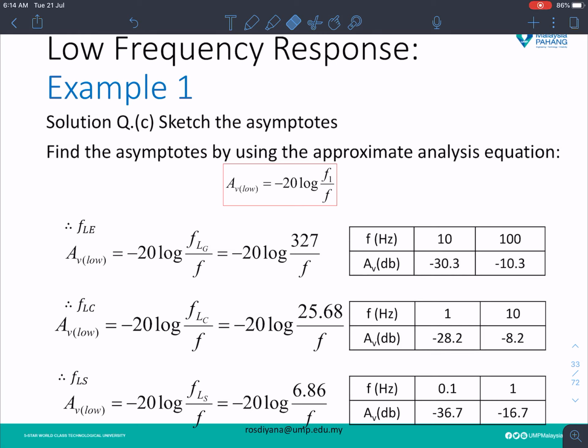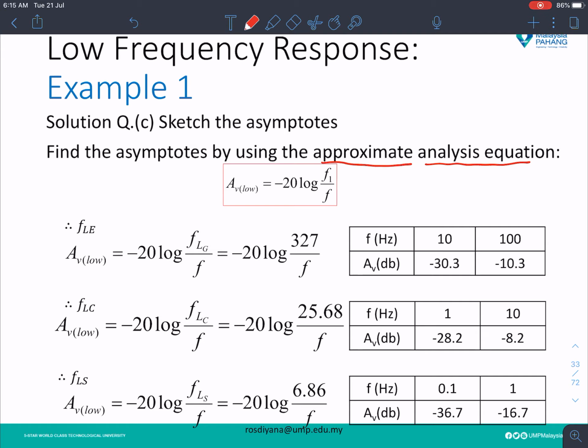Okay, now we can sketch the asymptotes by using the frequency that we get from the previous calculation. Take a look at this formula. We can say that it is the approximate analysis equation. For this one we get the asymptote. Remember what an asymptote is? An asymptote is a straight line that has a slope equal to 20 dB per decade.